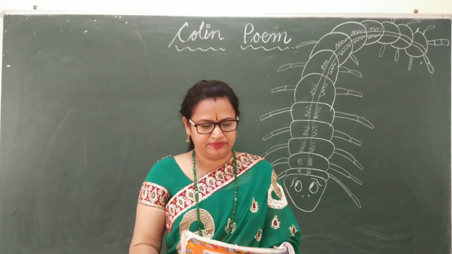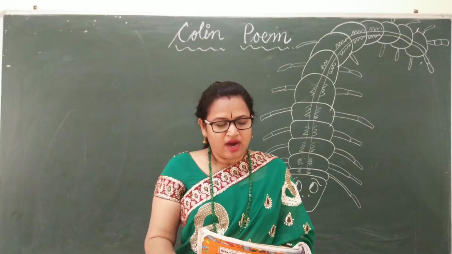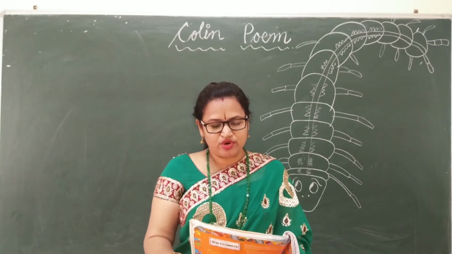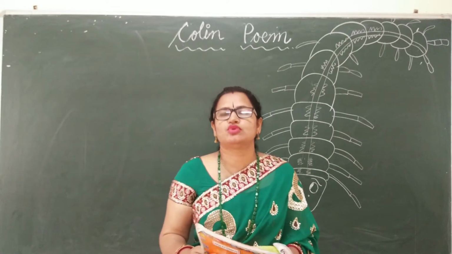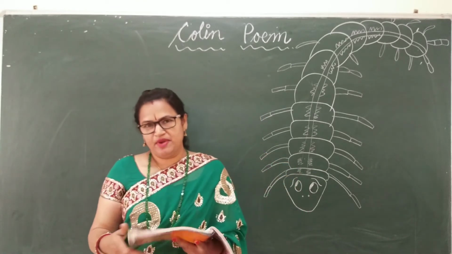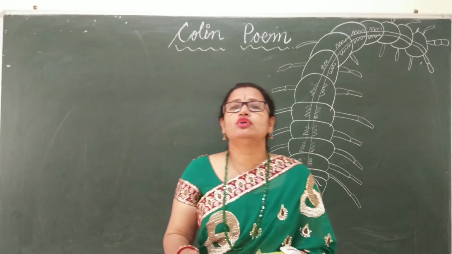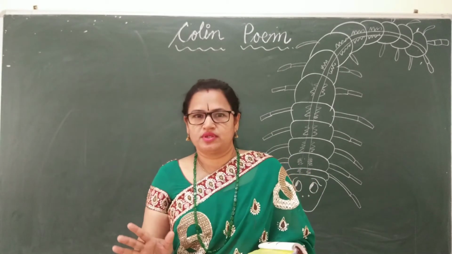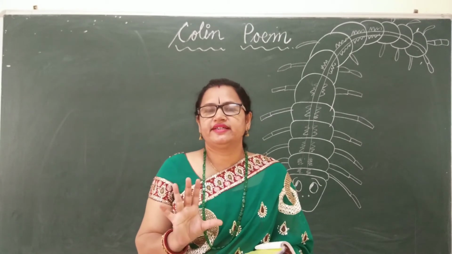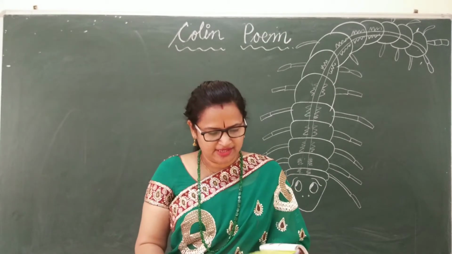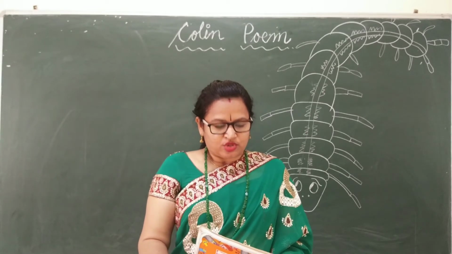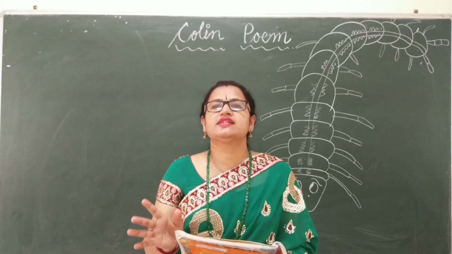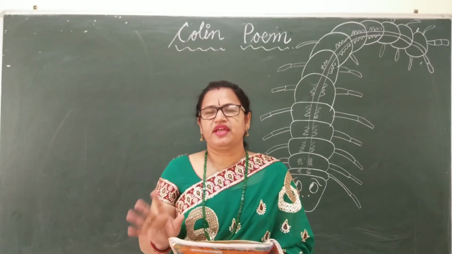Next para I'll read. 100 trotting trotters trotting all around, but Colin's trotting trotters hardly made a sound. Now all the other centipedes made a lot of sound, but Colin, especially, the poet is saying, doesn't make a sound. Although he has all the 100 legs, he doesn't make a sound. So what is the difference between the trotting of Colin and other centipedes? The difference is Colin's trotting doesn't make any sound.